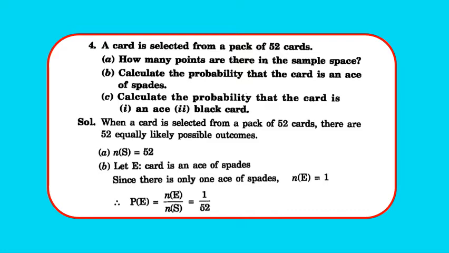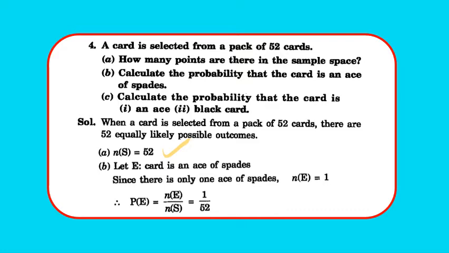So when a card is selected from a deck, we know that 52 cards are there, and all these 52 are equally likely possible outcomes. So first is how many points are there. Now we know that in case of cards the total outcomes will be 52. So the number of elements in the sample space will be 52.